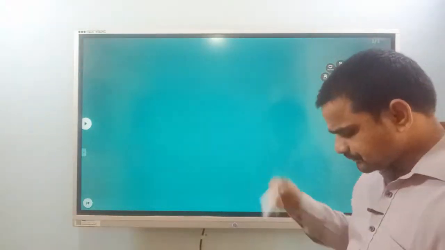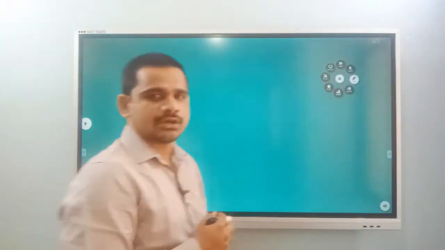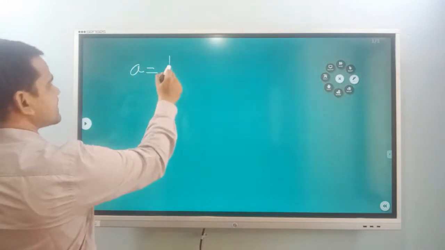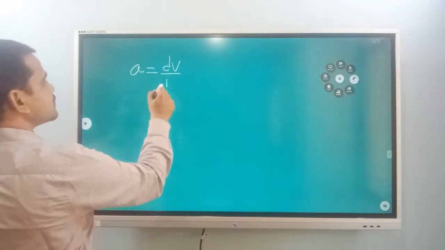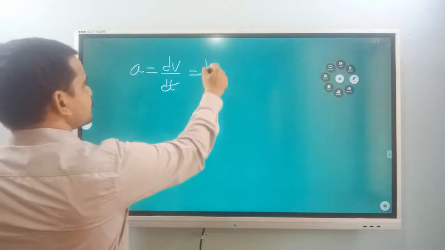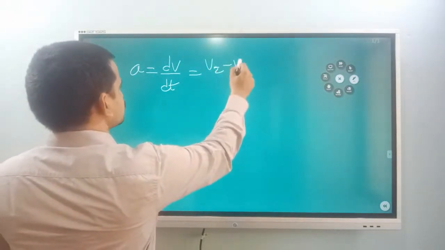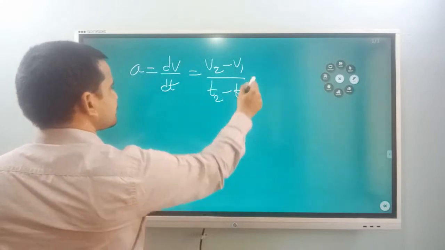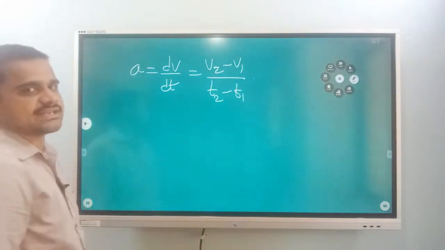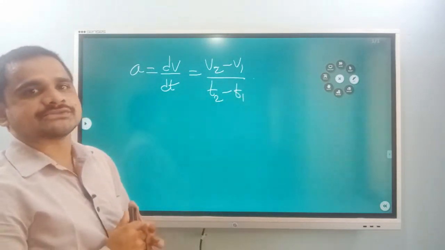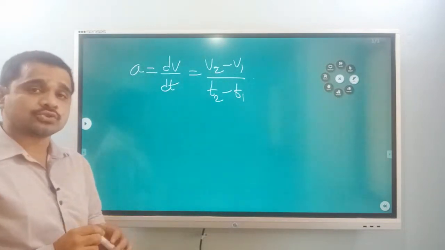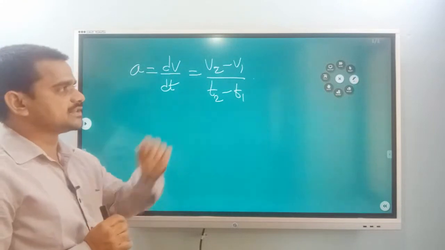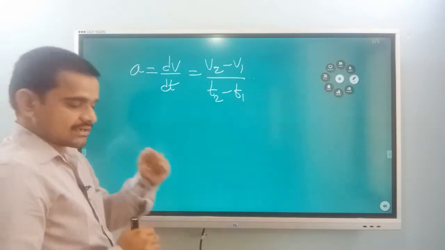And before this we have seen one more, acceleration. What is acceleration? It means rate of change of velocity, that is, change in velocity: V2 minus V1 by T2 minus T1. V2 minus V1 by T2 minus T1 is the acceleration. This is what we have seen in the last classes, I hope so.